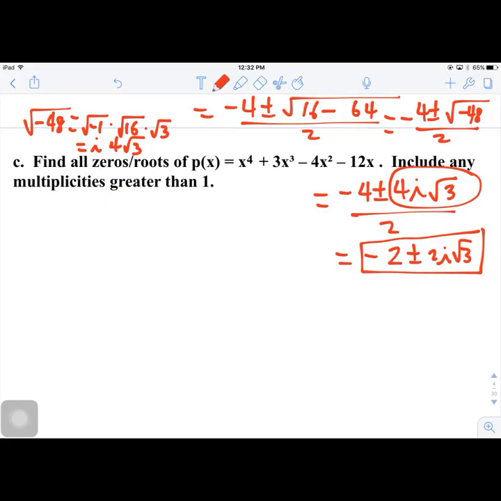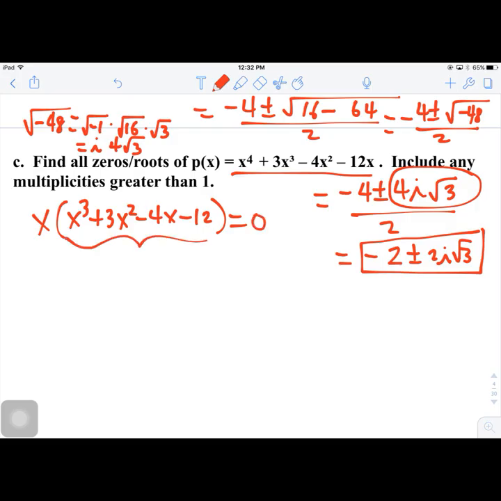Example C, finding all the roots. First of all, we have an x that is in common, so we can factor out the x, the GCF. We have x cubed plus 3x squared minus 4x minus 12. If we set that equal to 0, we will be able to solve for the 0. And we realize this is 4 terms here.